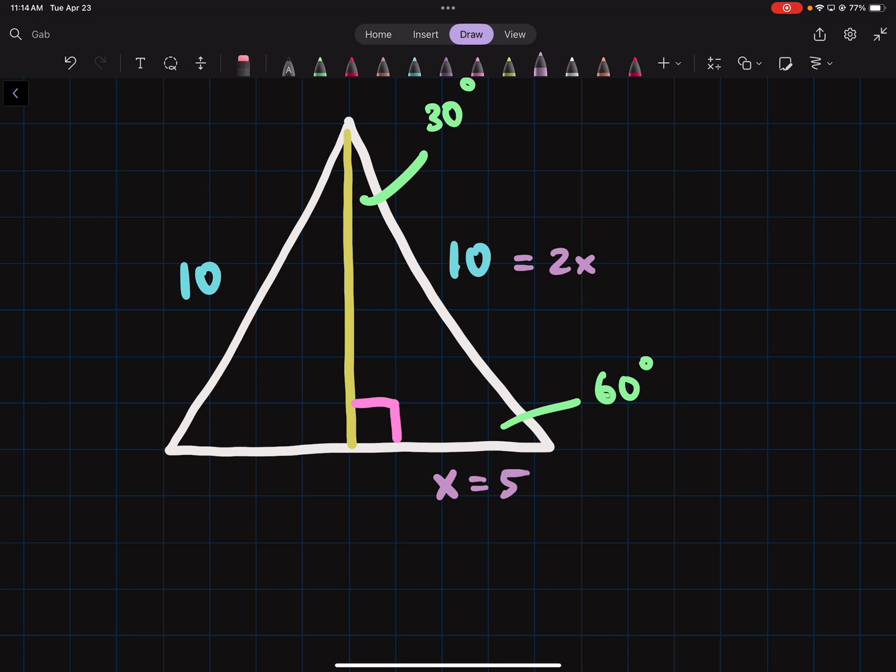And then your apothem or your height should be what? X rad 3. So 5 rad 3.